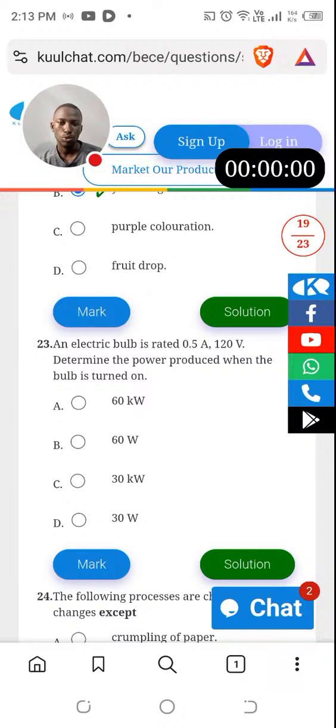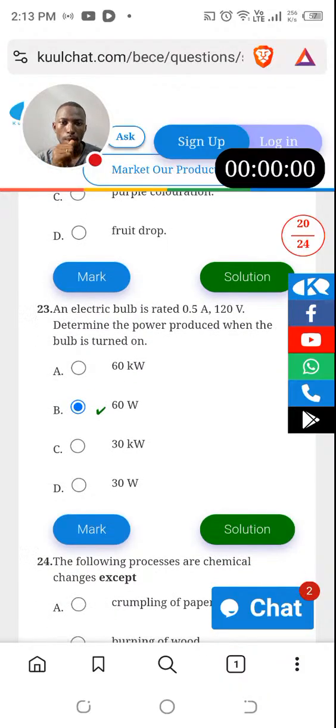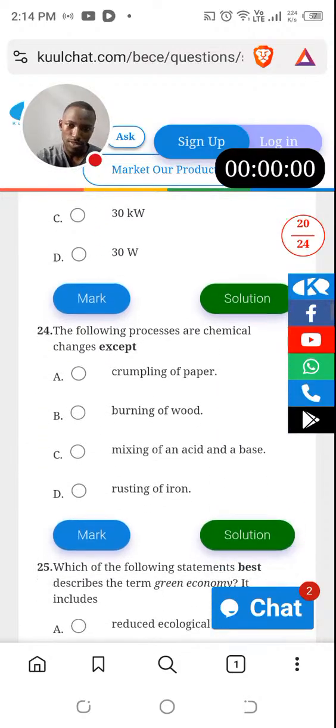Determine the power produced when the bulb is turned on. 60 watts. So basically the power produced will be the rating times the voltage. So that is 0.5 times 120. That gives us 60 watts. Good. 0.5 times 120. That gives us 60.